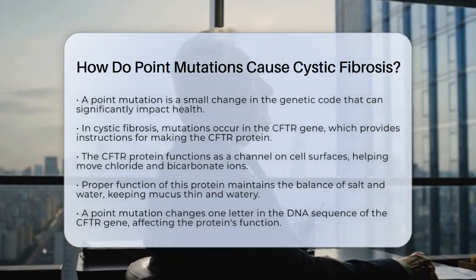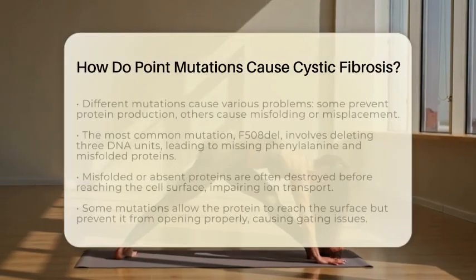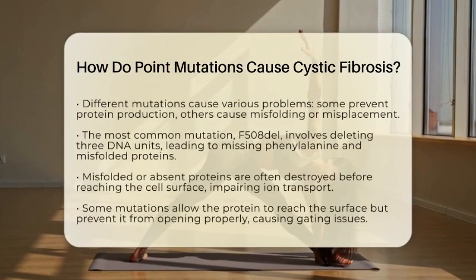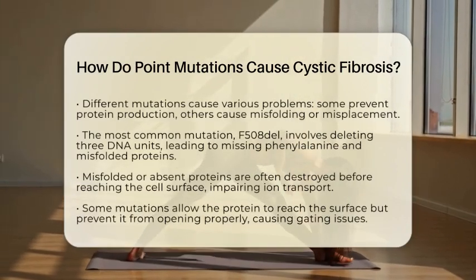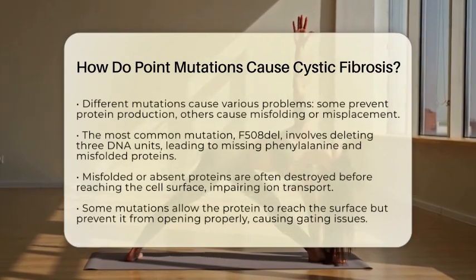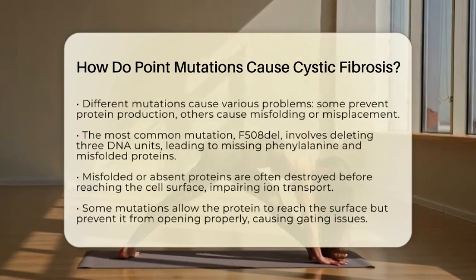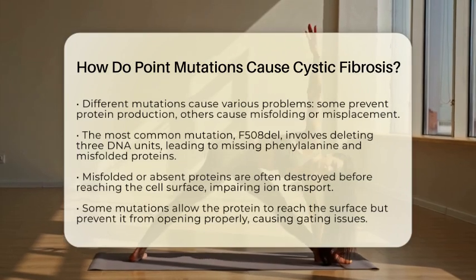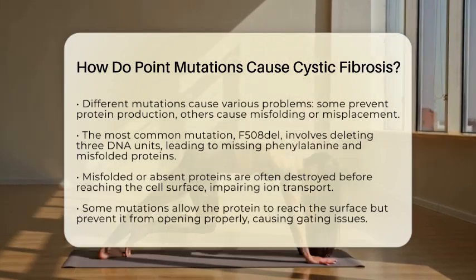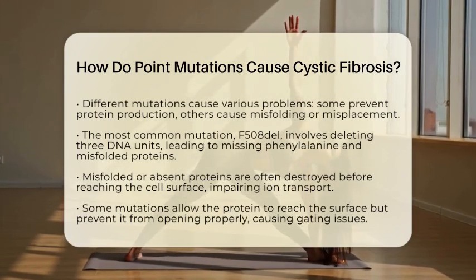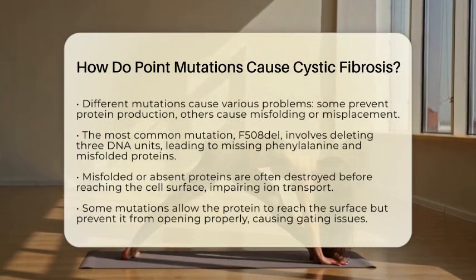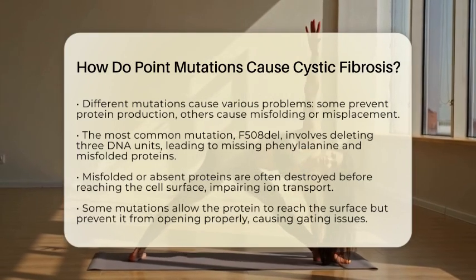Now, a point mutation changes just one letter in the DNA sequence of the CFTR gene. Depending on where this change occurs, it can cause different types of problems with the protein. Some mutations stop the protein from being made at all, which is called a class 1 mutation. Others cause the protein to be made but it folds incorrectly or gets stuck inside the cell instead of reaching the surface, known as class 2 mutations.